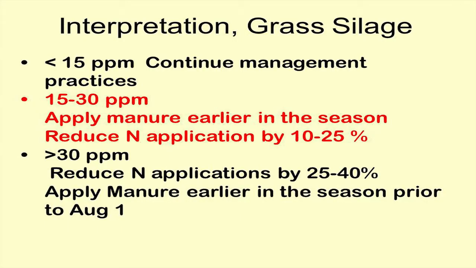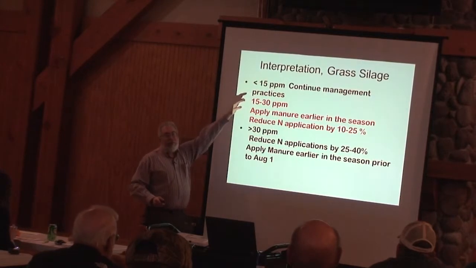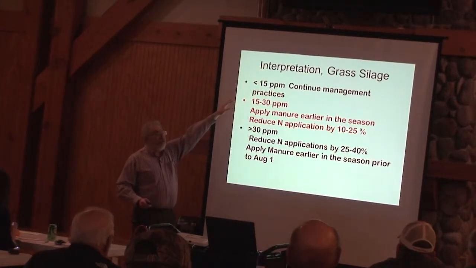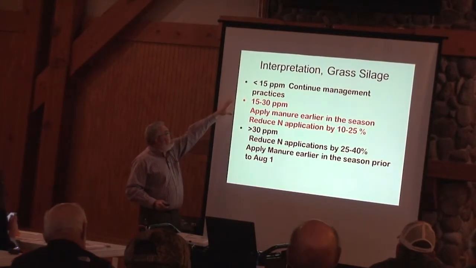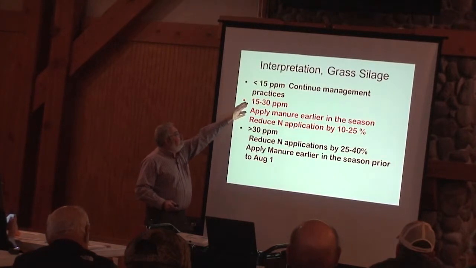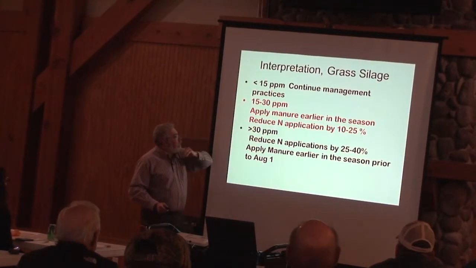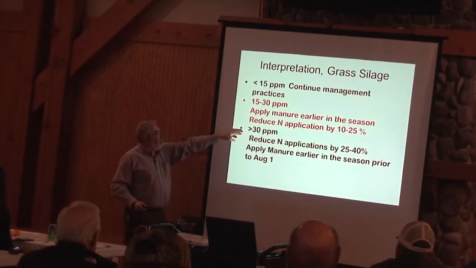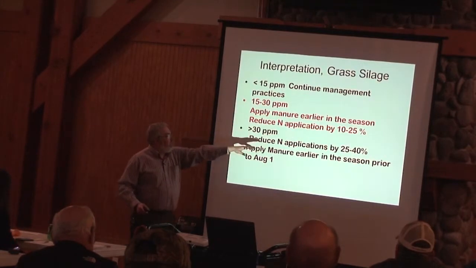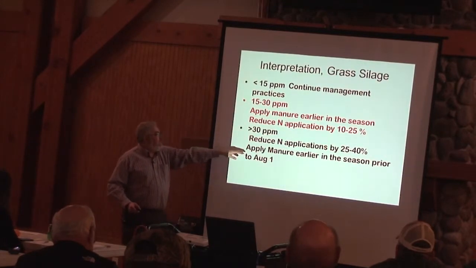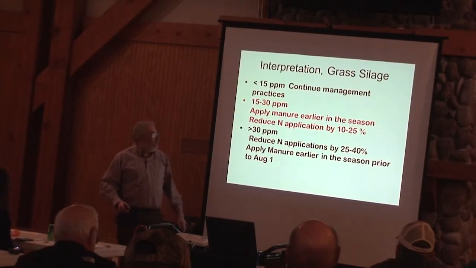Okay, so interpretation for grass silage. 15 parts per million, continue management practices, you're doing a good job. Grass is a lot more efficient at using nitrogen than the corn is, so the numbers are a little different, a little more conservative. If you're between 15 and 30 parts per million, apply manure earlier in the year, reduce by 10 to 25%. If you're greater than 30, then you want to reduce by 25 to 40% and keep manure early on in the season, prior to August 1st.